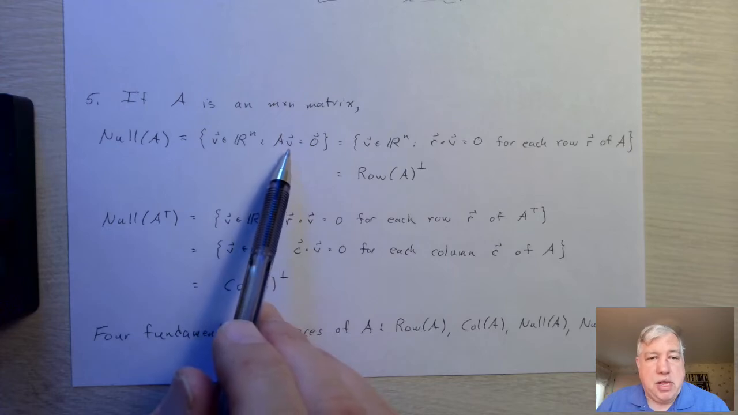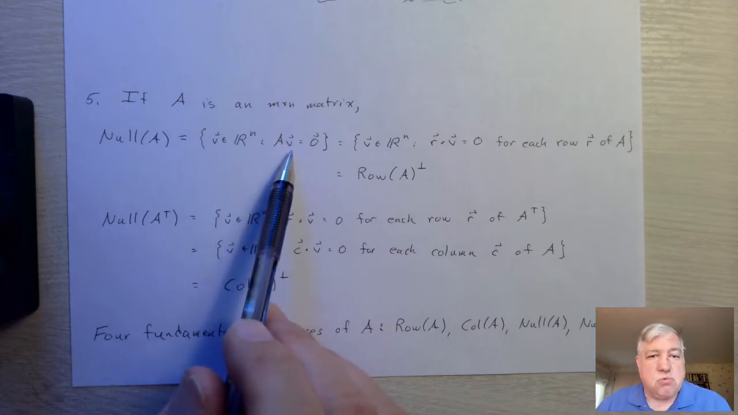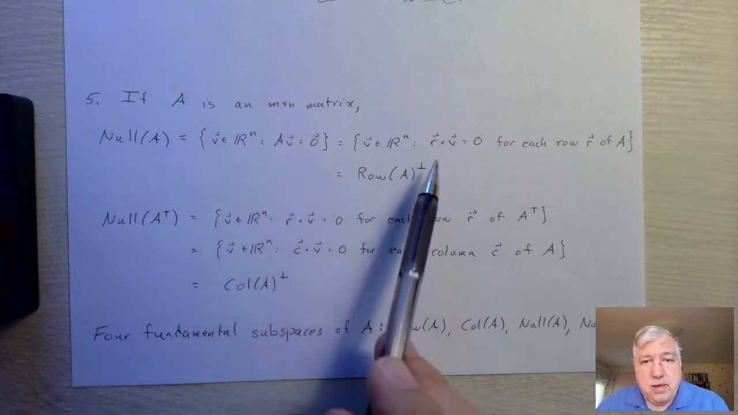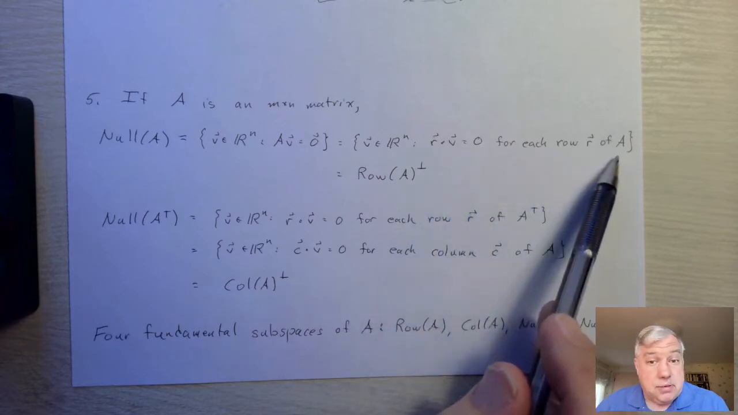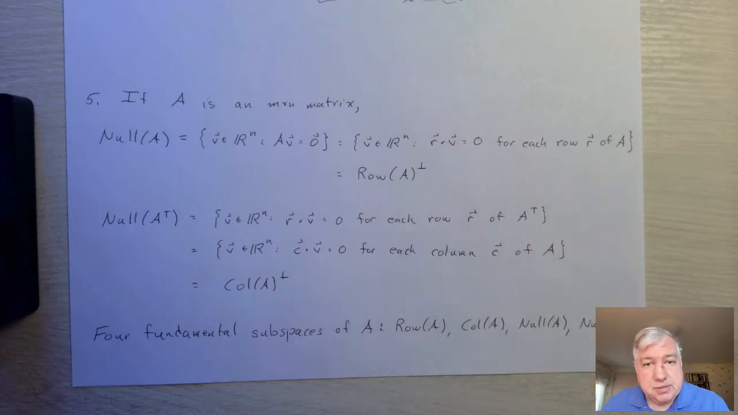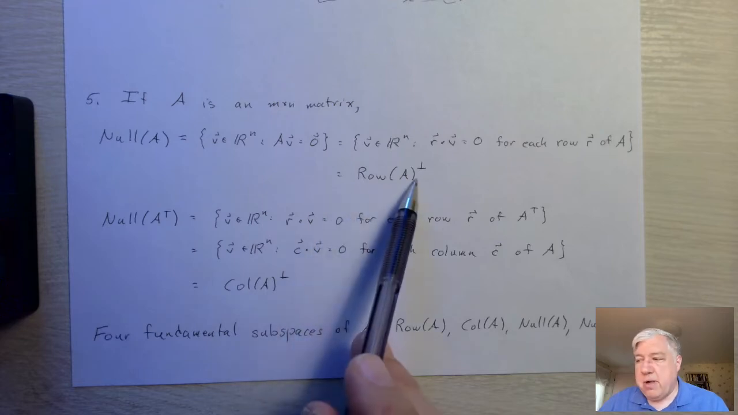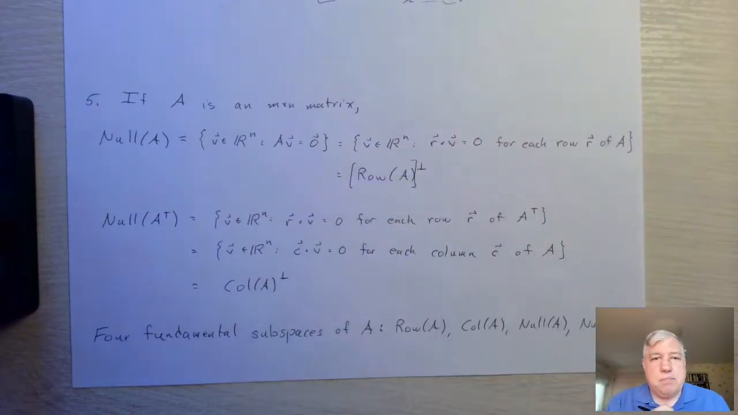Every component of AV is really a dot product of V with a row of A, right? So for this to hold, we're really saying that R dot V is equal to 0 for each row R of A. Because the rows of A generate the row space, from our last result we conclude that this is just the orthogonal complement of the row space of A. Okay, maybe we should be clear, we're taking the complement of the row space of A, not A.